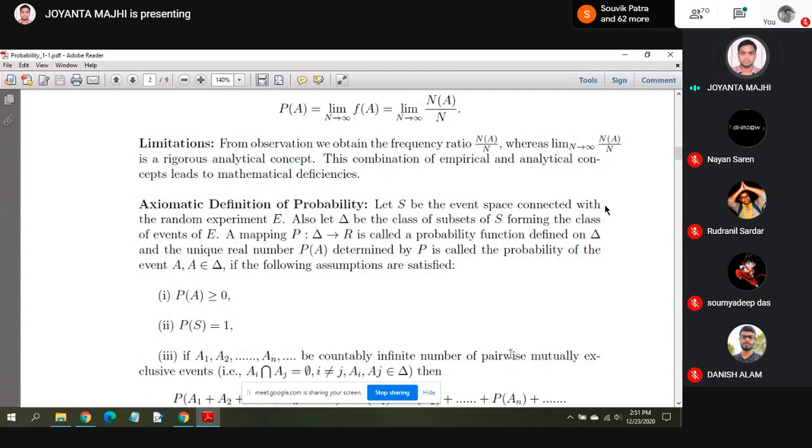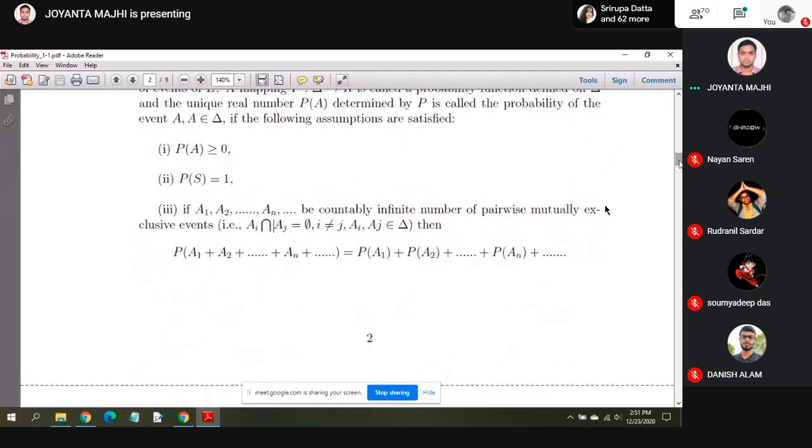If the events A1, A2, ..., An are all pairwise mutually exclusive, then the third axiom says that the probability of A1 plus A2 plus A3 and so on, a countably infinite number of events, is equal to the probability of A1 plus the probability of A2 plus and so on, infinitely many. The requirement is that the events must be mutually exclusive. Then we can write this equality.